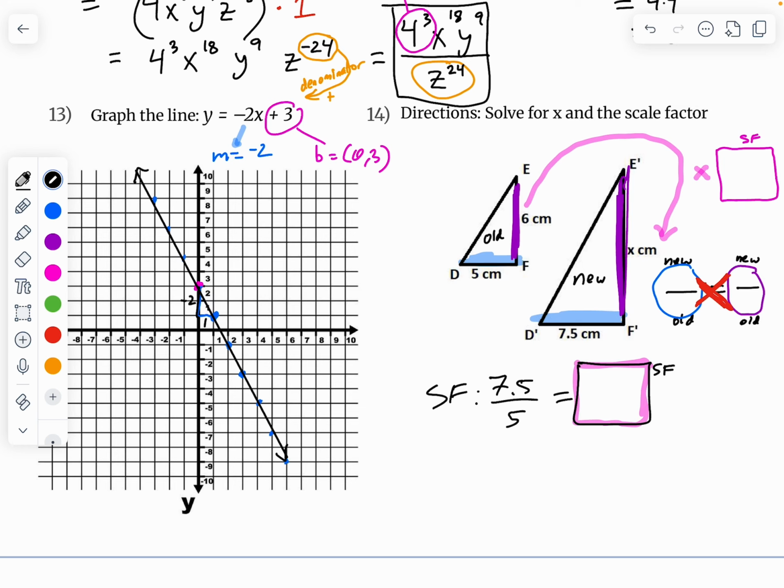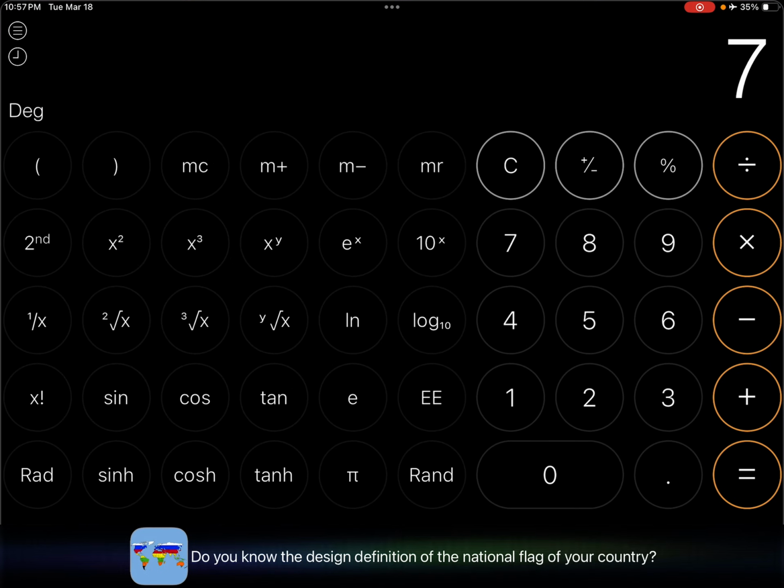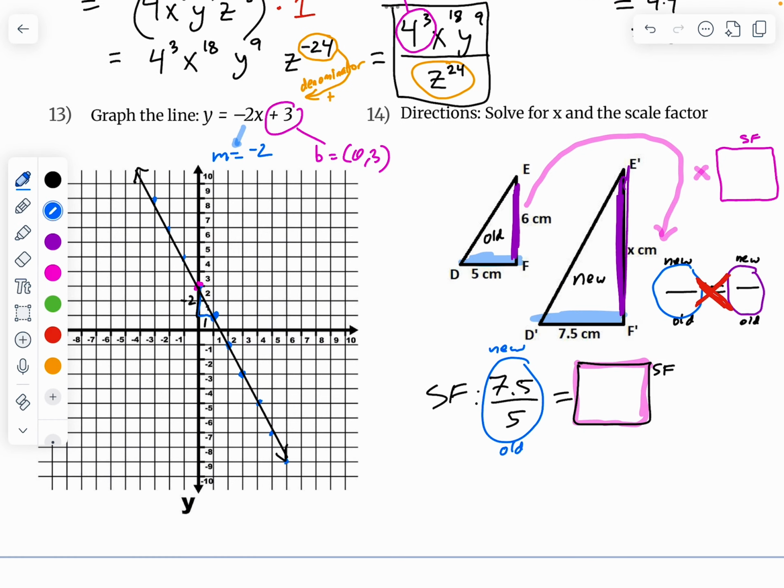Okay, for number 14, the scale factor has us dividing 7.5 by 5. If that's new over old, you're going to get 7.5, the new, divided by the old. And if you did it in this direction, you're going to get 7.5 divided by 5. What's 7.5 divided by 5? We get 1.5. That is our scale factor. That's what this question is asking for.